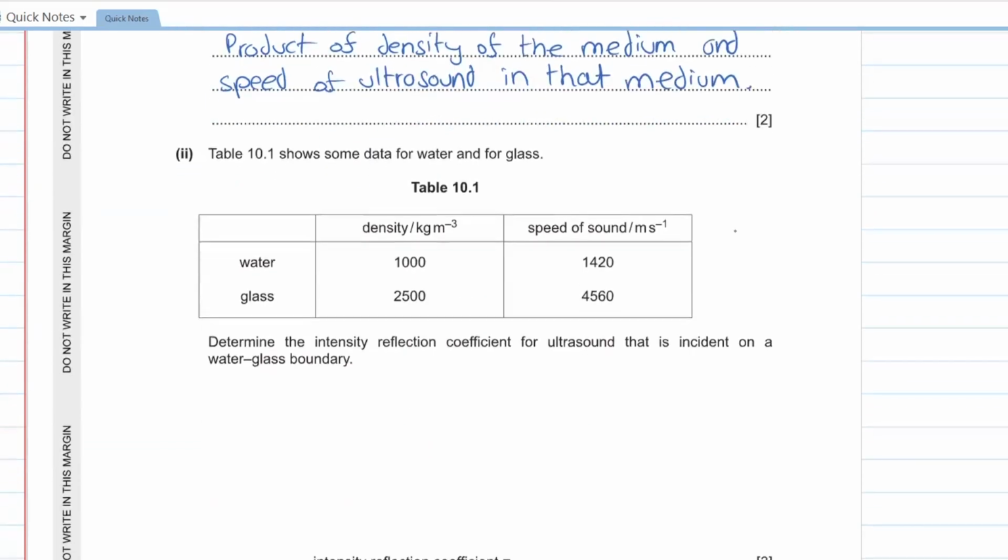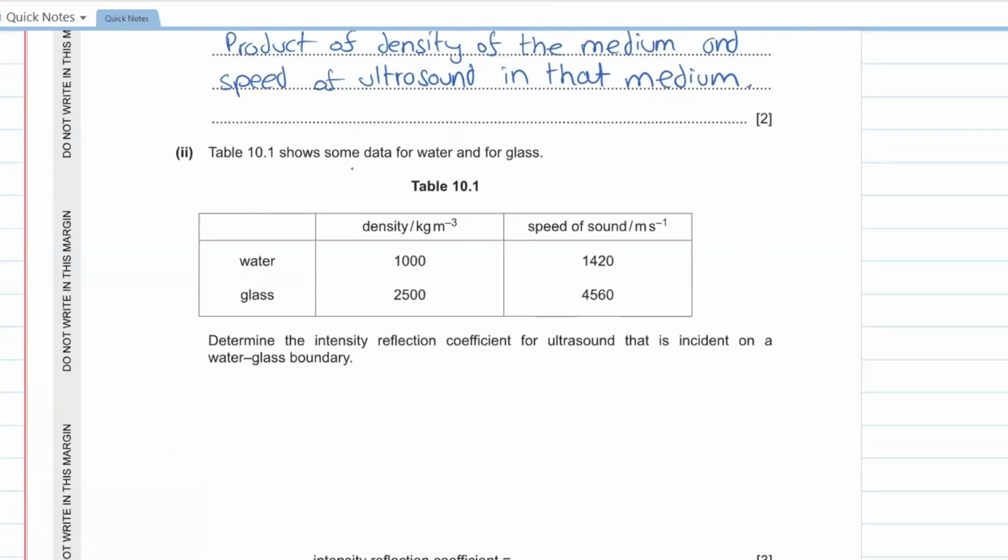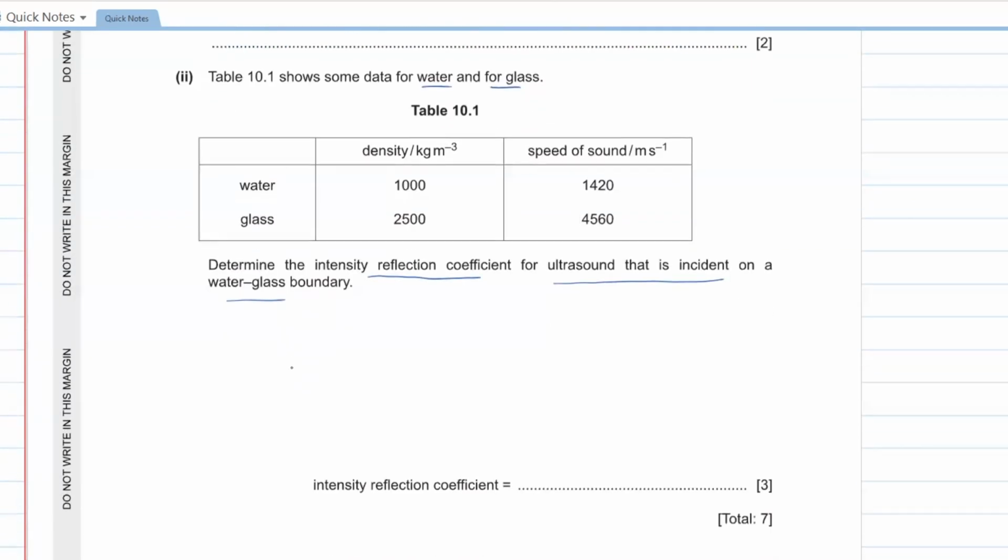Let's further move ahead. Table 10.1 shows some data for water and for glass. Determine the intensity reflection coefficient for ultrasound that is incident on the water glass boundary. Now, what is intensity reflection coefficient? Intensity reflection coefficient is this alpha. Now, do you remember the formula of alpha? Yes. Formula of alpha is Z2 minus Z1 whole square divided by Z2 plus Z1 whole square.